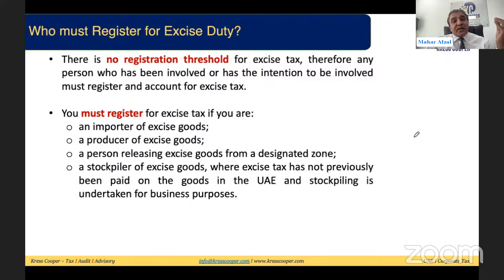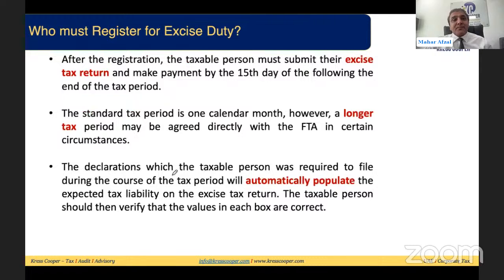You must register for excise duty if you are an importer, a producer, a person releasing the excise goods from the designated zone, or a stockpiler where excise duty has not previously been paid on the goods in the stockpile, undertaking for business purposes. So you will be liable to register for excise tax, and any threshold is not applicable. Just keep in mind, after the registration, the taxable person must submit their excise tax return.